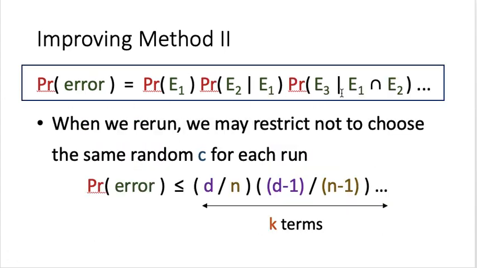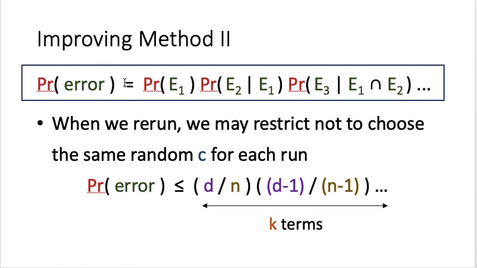So let me copy the formula here. Okay, now when we are rerunning the algorithm, each time we need to pick a random number. Suppose that we restrict that we cannot pick the same random number again and again for each run. So we pick a number, we memorize it, so that next time we will never pick it. In that case, the probability of error can be written like this.